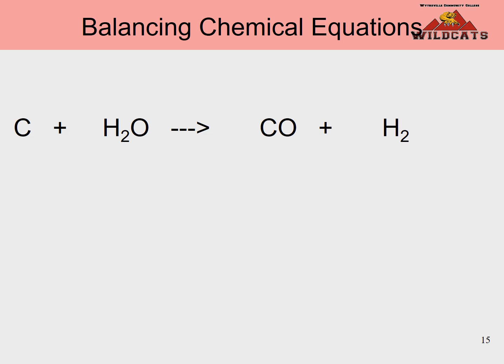Our balanced equation should be the simplest ratio of the coefficients. So theoretically, you could put a 2 in front of each of these. You would have the same amount on each side, but we want the simplest ratio. So this equation is already balanced.